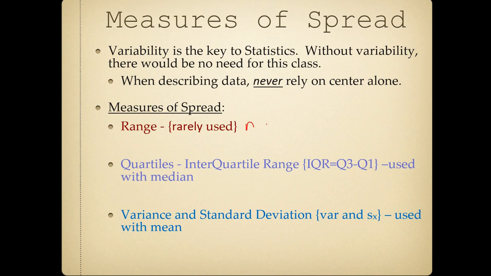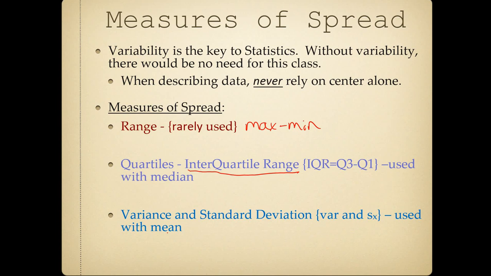And the reason is because range is max minus min. So your biggest value minus your smallest value. And again, that's going to be affected by outliers or extreme values and may not be representative of the actual spread of your data. Therefore, we don't actually use that one. What we do use is interquartile range, which is easily calculatable. You just do quartile 3 minus quartile 1 and use that when you're talking about medians.